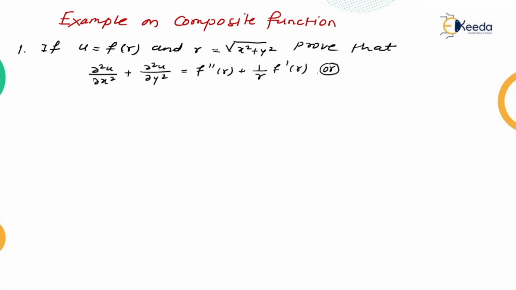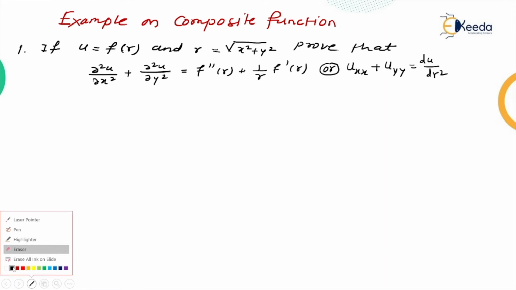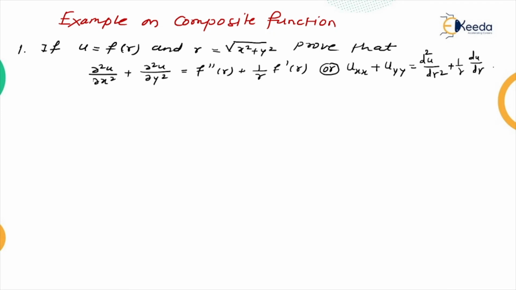Or in another notation, ∂²u/∂x², the second derivative of u with respect to x, means u_xx, plus similarly u_yy, is equal to f double dash of r, which is the second derivative of u with respect to r, d²u/dr². Since this is an ordinary derivative of r, I am writing du and d²u. So d²u/dr² plus, instead of 1 upon r f dash of r, this is only du/dr. I hope you understand this.